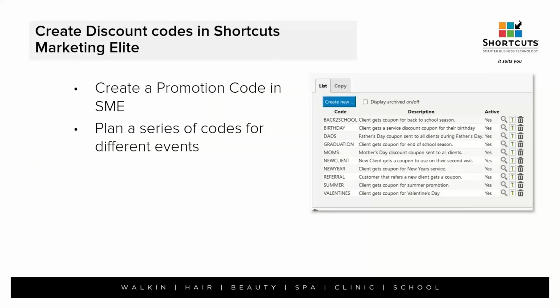The third thing you'll do is you'll create discount codes in Shortcuts Marketing Plus, Shortcuts Marketing Elite that match up with all the discounts that you have in your point of sale system. And in particular, these are the automated campaigns, things like birthday, customer's first visit, referral, we miss you. Those are the coupons you want to set up. If you have a Mother's Day, Valentine's, back to school coupon as well, go ahead and create those in Shortcuts Marketing so that you can match them up with your emails.